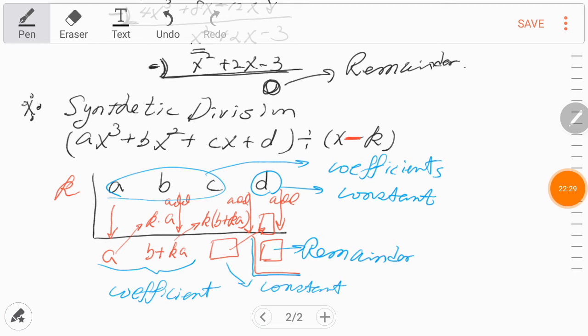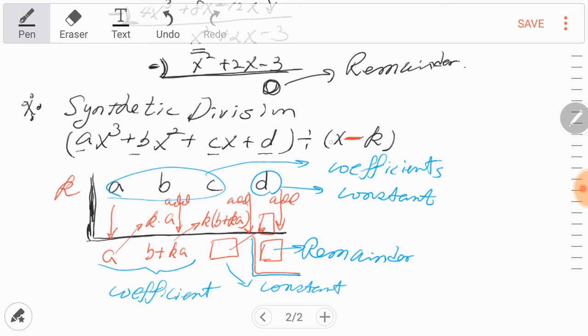Okay, this time let's use synthetic division. Synthetic division is this. When we divide a polynomial by a binomial like x minus k, then we can write only the coefficients. So there are coefficients a, b, c, d. a, b, c are the coefficients of x, and d is a constant. So write the coefficients, and then write the L symbol, and make sure to put a second line, a blank line, because we're going to write something in the second line.